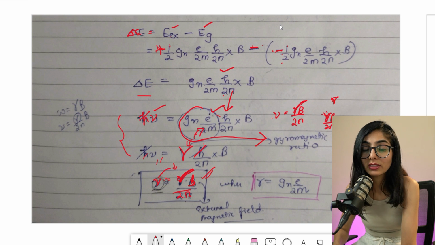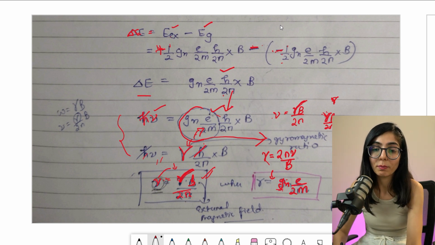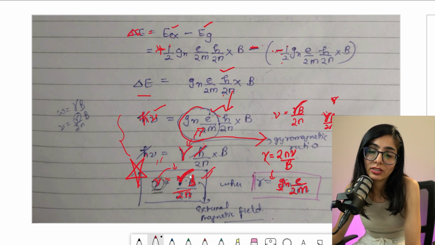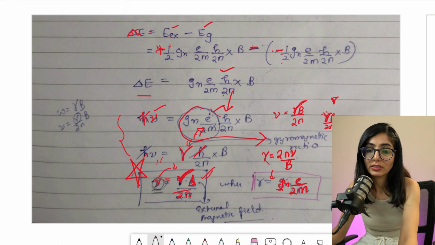So then you have two formulas. Gamma is also equal to 2 pi nu by B, and gamma is also equal to this physical constant, e by 2m. So this is the basic formula. This is very important, guys, very important. Please don't forget this. Always remember, frequency is the gyromagnetic ratio into the magnetic field. Always remember, guys.